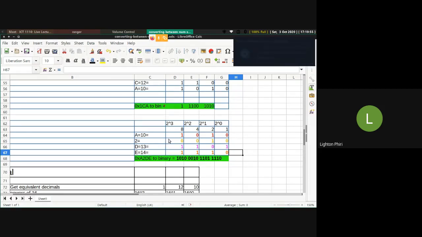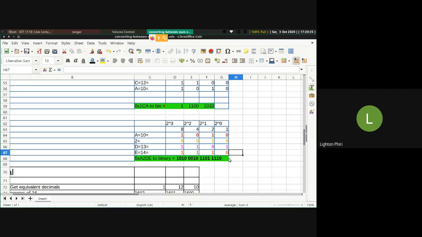So the column where you have A is equal to 10, D is equal to 13, E is equal to 14. What you're doing there is converting the hexadecimal symbols into decimal. It's the same process we've been doing. And then the part where you have 8 is 1, 2 is 1, that's like the 1's place, 2's place, 4's place, and 8's place. You're doing that because you want to get 10, right? You're converting 10 into binary, essentially.